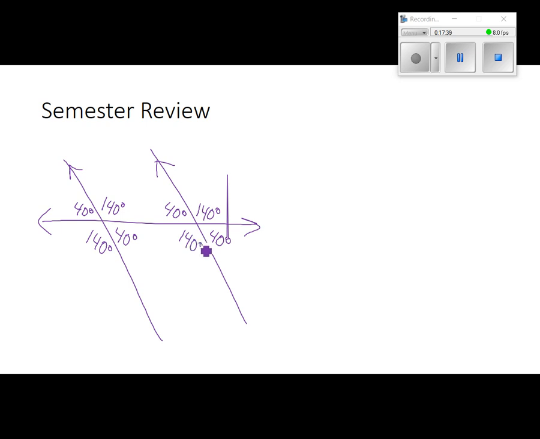Now, can you fill in all your answers? What are you gonna put for measure of angle 1? 40 degrees. How about angle 2? 140. How about angle 3? 40. How about angle 4? 140. Angle 5? 140. Angle 6? 40. Angle 7? 140. Can everybody fill all those in? Awesome.